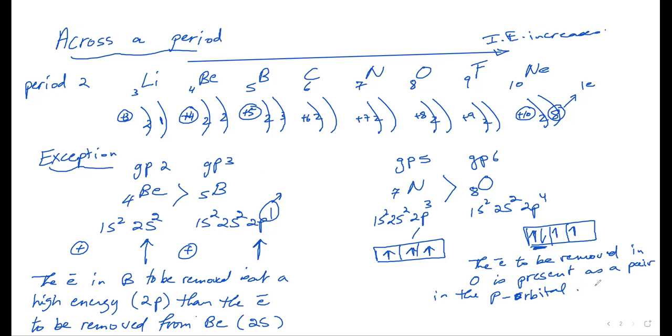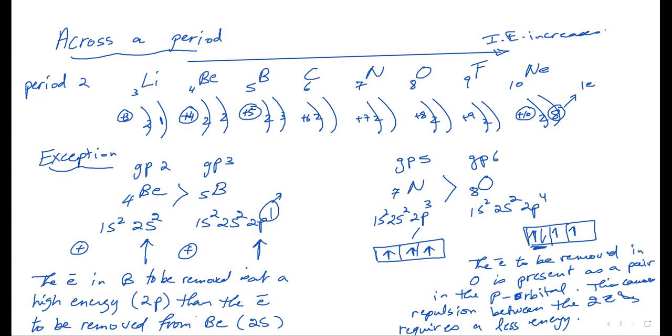This causes repulsion between the 2 electrons, and requires a less amount of energy, or first ionization energy, to be removed.